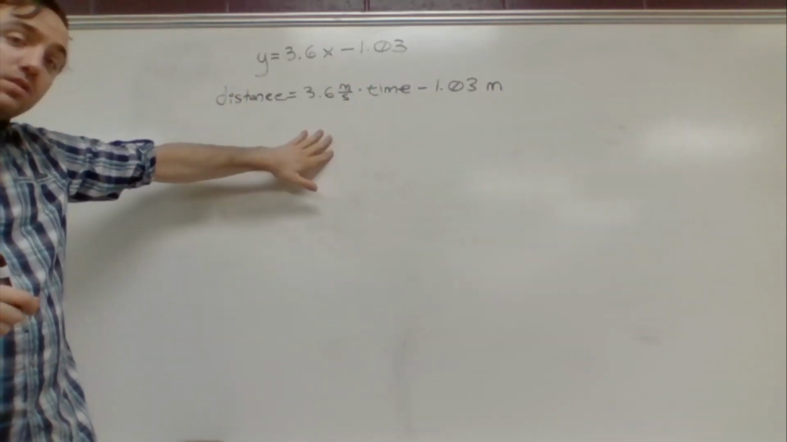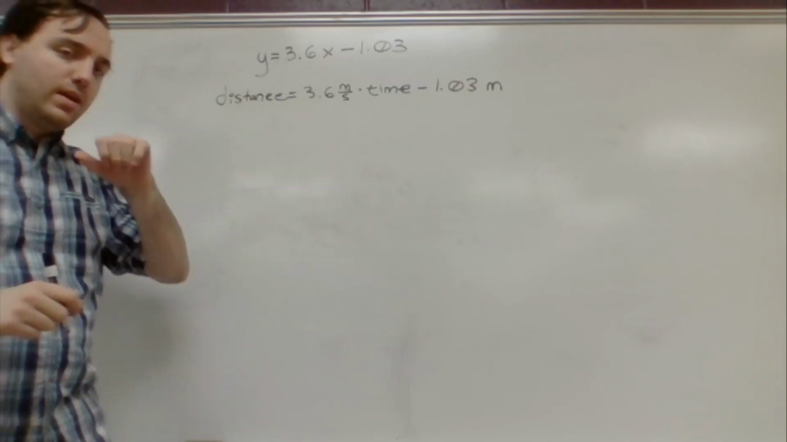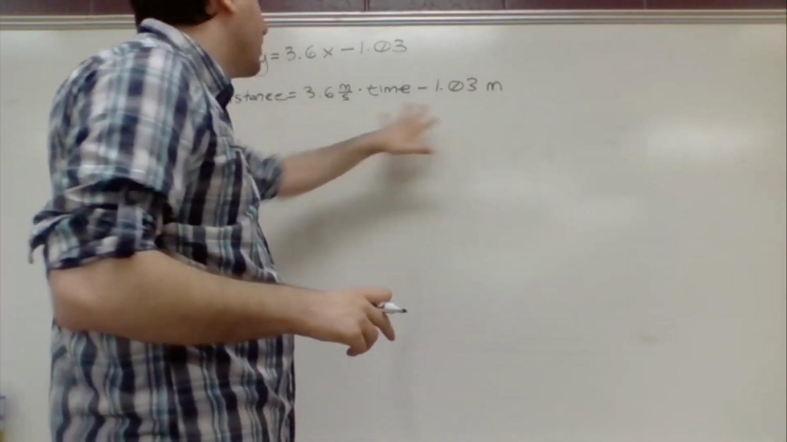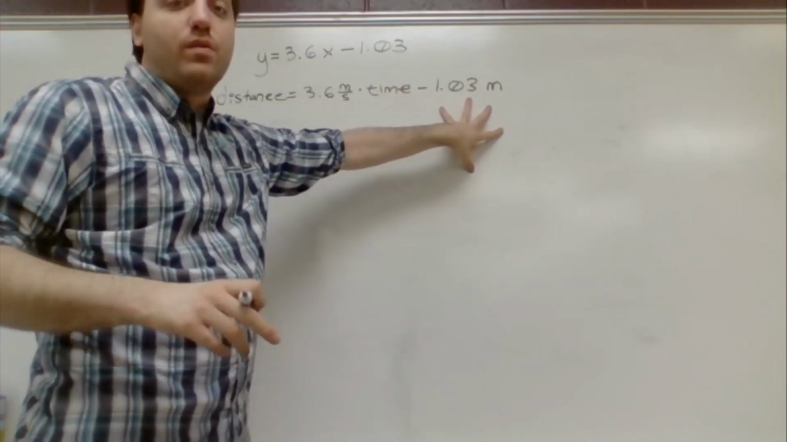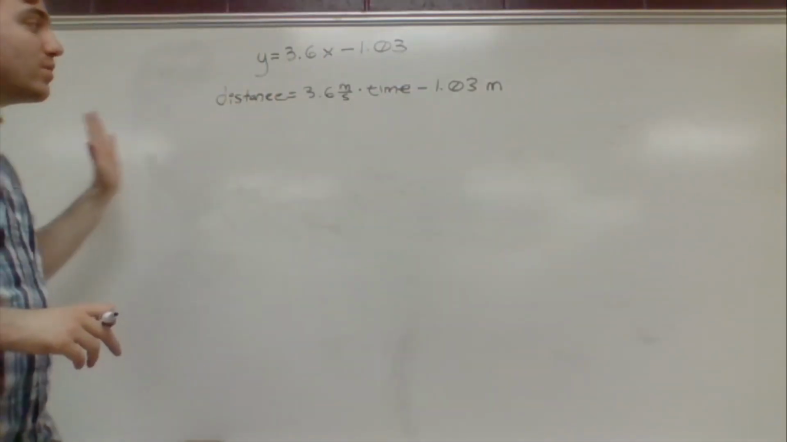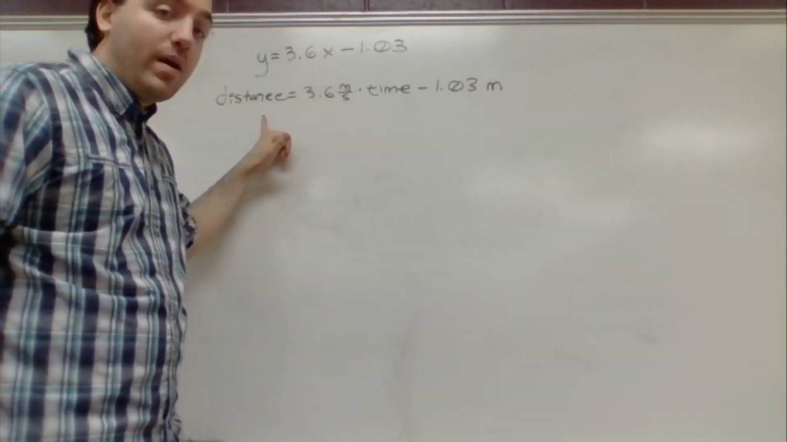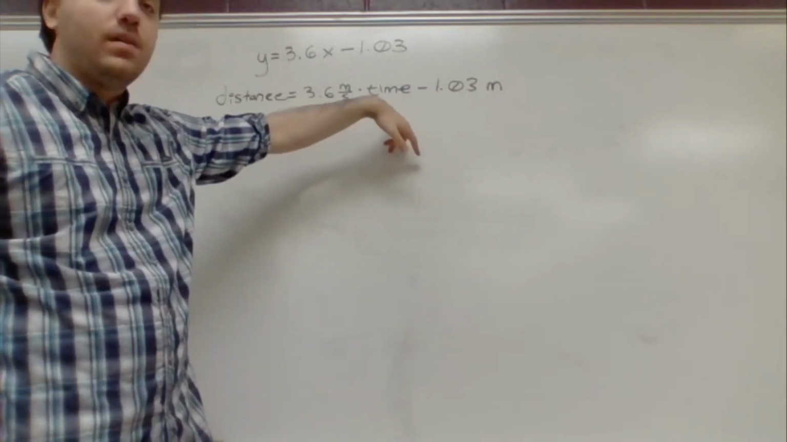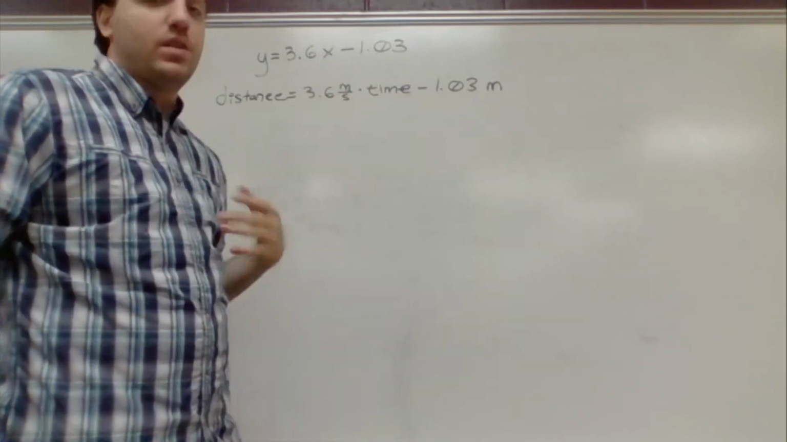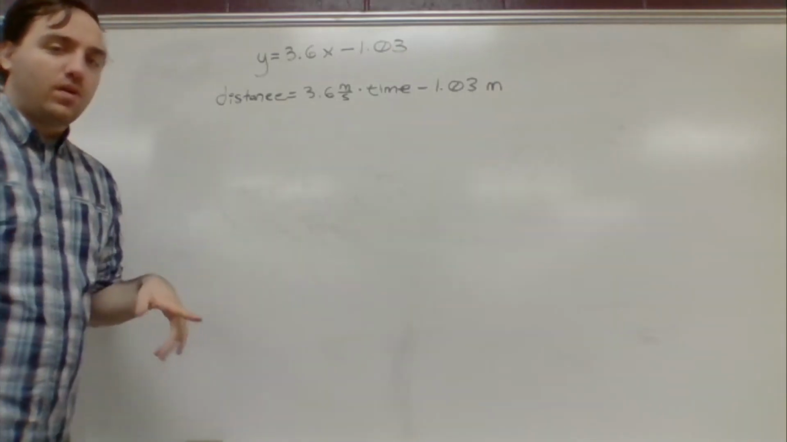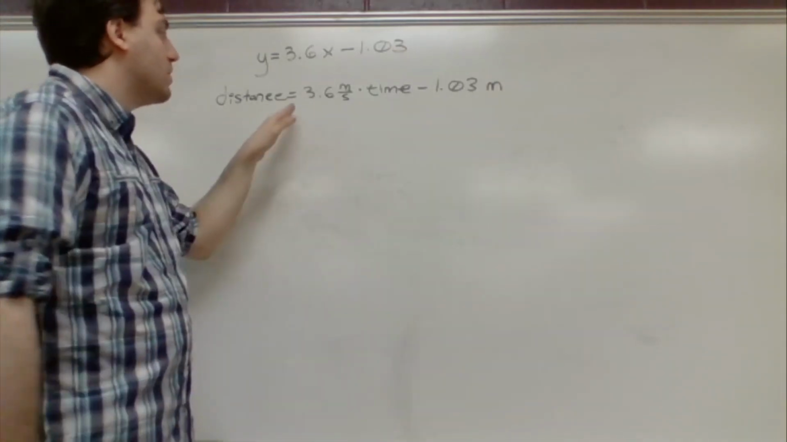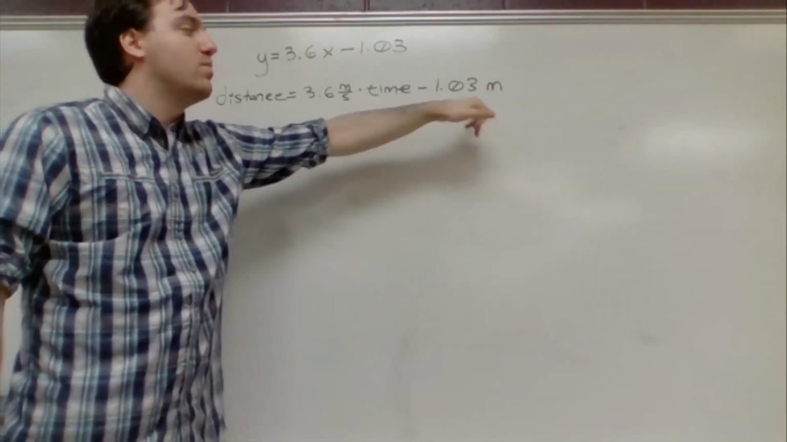This is important. We just don't realize why yet. So now we have distance equals 3.6 times time minus 1.03. For this car, we can have a general equation of how far it is from where we're measuring at a given point in time with these initial conditions. But we can go a step farther. Distance equals 3.6 times time minus 1.03 meters.